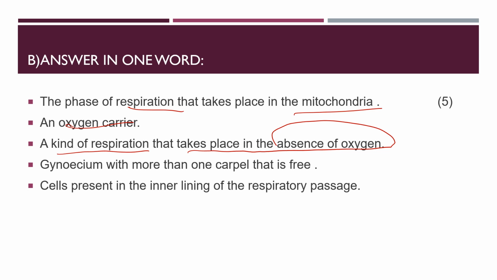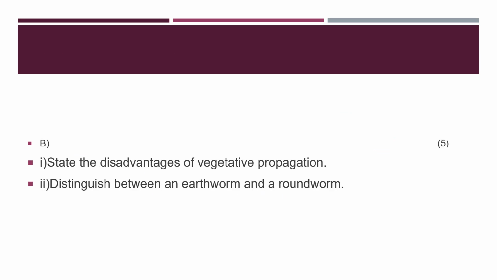So gynoecium with more than one carpel, that is free. So what is it called? Gynoecium with more than one carpel, that is free. You know that. Now cells present in the inner lining of the respiratory passage. So what is the name of the cells which are present in the inner lining of the respiratory passage?